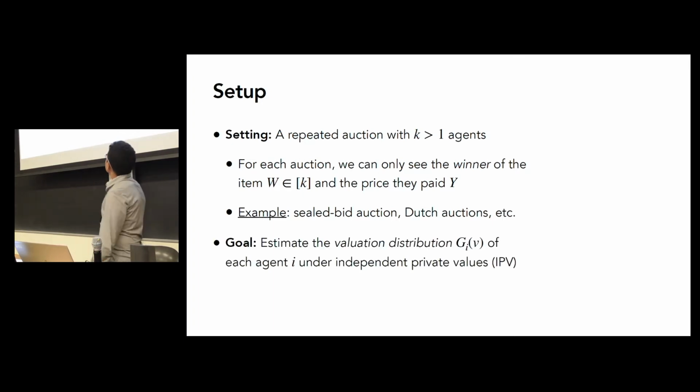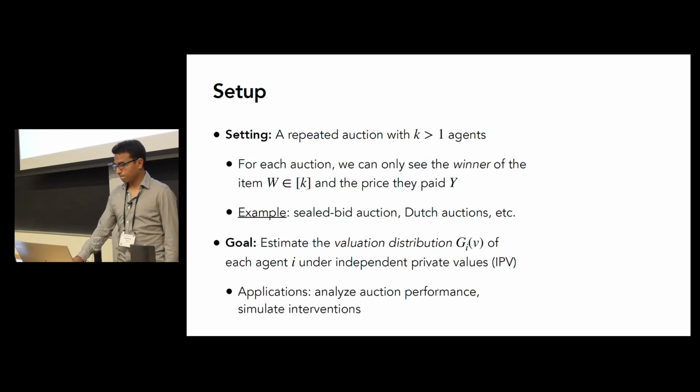And our goal in this setting is to estimate the value distribution of all of the bidders participating in this auction. And we'll make this assumption of independent private values, which basically means that at each repeated auction, every bidder has their own bid distribution that stays constant. At each one of the repeated auctions, they draw a value IID from their own distribution. And this has a bunch of applications. For example, we might want to analyze how our auction is doing or simulate interventions.